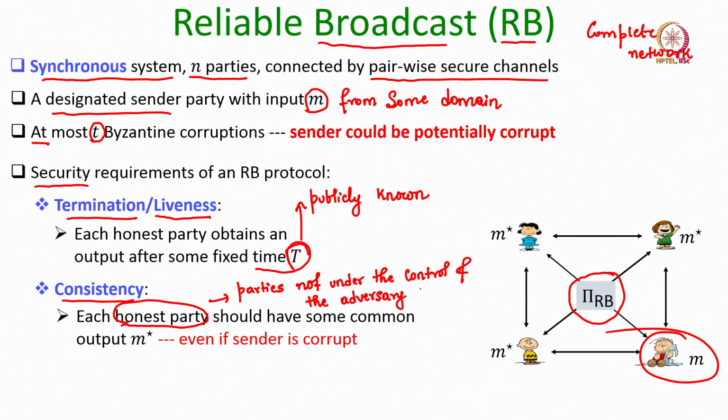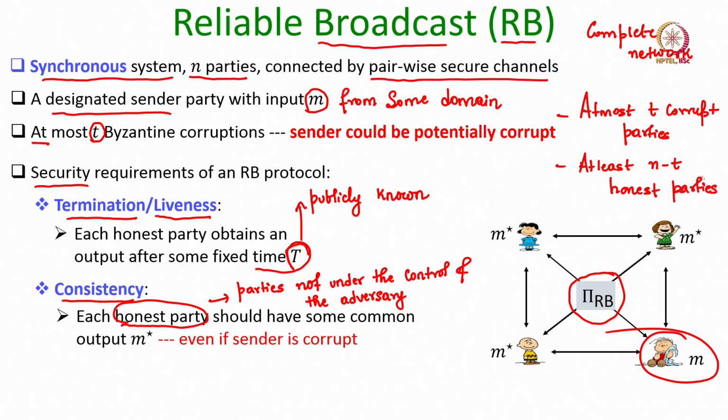Okay. So, remember we have n parties, at most t could be corrupt and at least n minus t will be honest. So, at most t corrupt parties and at least n minus t honest parties. The exact identity of the t corrupt parties and the exact identity of the honest parties need not be known, but the parameter t and n minus t will be publicly known.